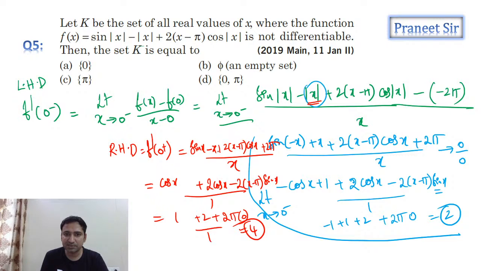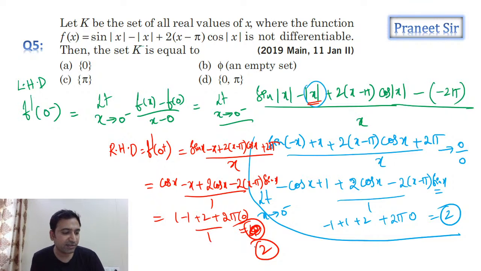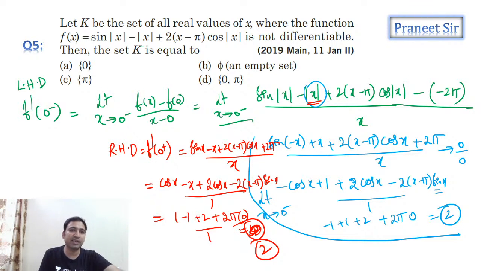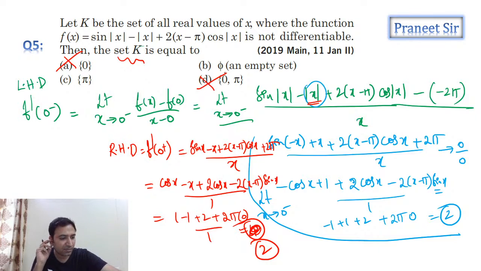Here it is minus x. Minus x. Minus 1. Now again we are getting 2 only. So that means both left hand derivative and right hand derivative are the same. That means can we say that it is differentiable at x equals 0? If it is differentiable at x equals 0, the set k doesn't have 0. So wherever 0 is there, we can eliminate.